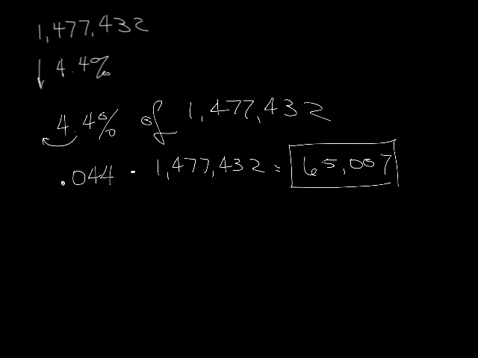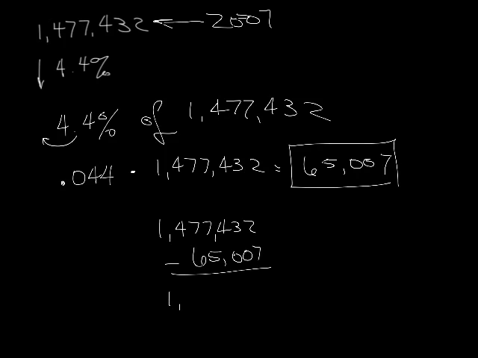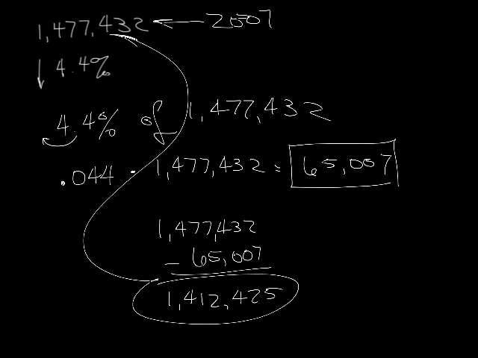And when I multiply all that out, I get 65,007. So that's how many fewer arrests were made in 2010 compared to 1997. So to find out how many arrests were made in 2010, I take 1,477,432 and I subtract 65,007 and I get 1,412,425. So that number is smaller than the number up here I started with because, again, it said a decrease.